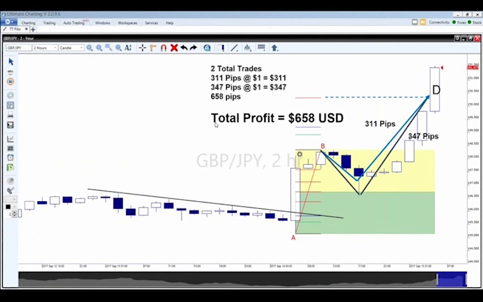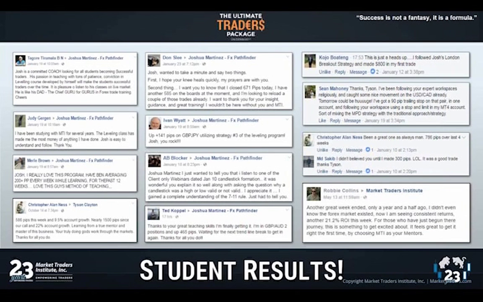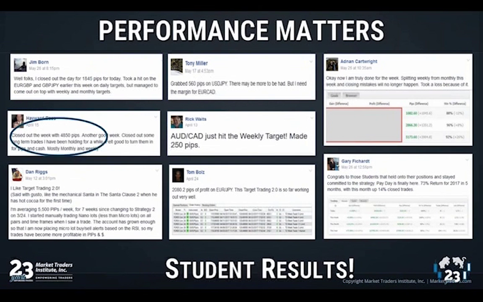The results have been absolutely fantastic. If you look at what our students have been doing, just check this out. Hayward closed out the week with 4,850 pips in a week. Dan: I'm averaging 5,500 pips a week for 7 straight weeks. That's life-changing money. Tom: 2,080 pips of profit on that particular trade.